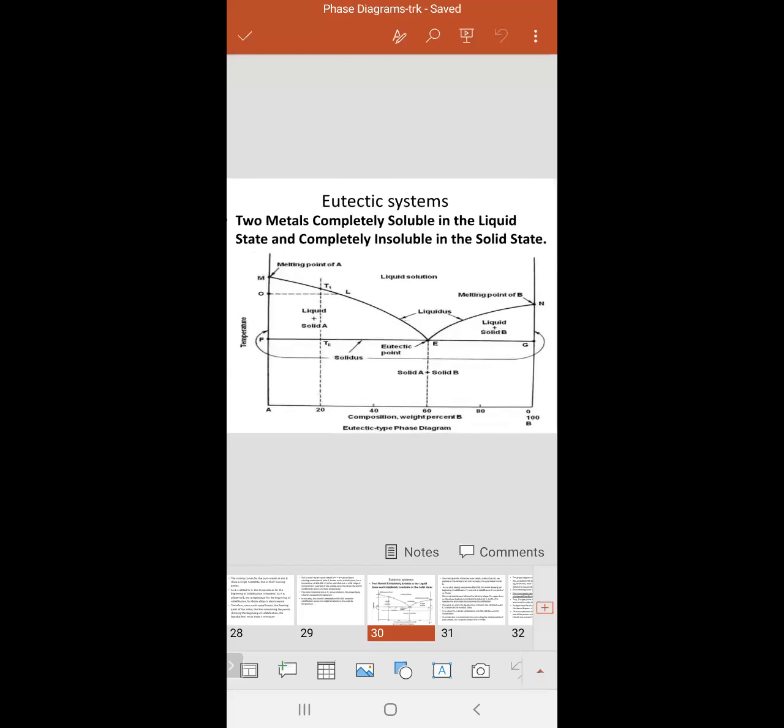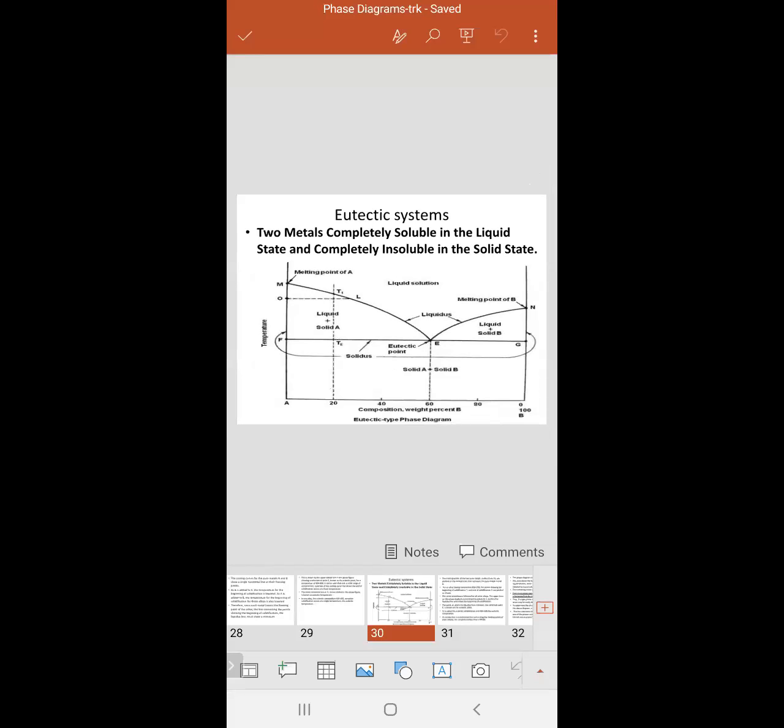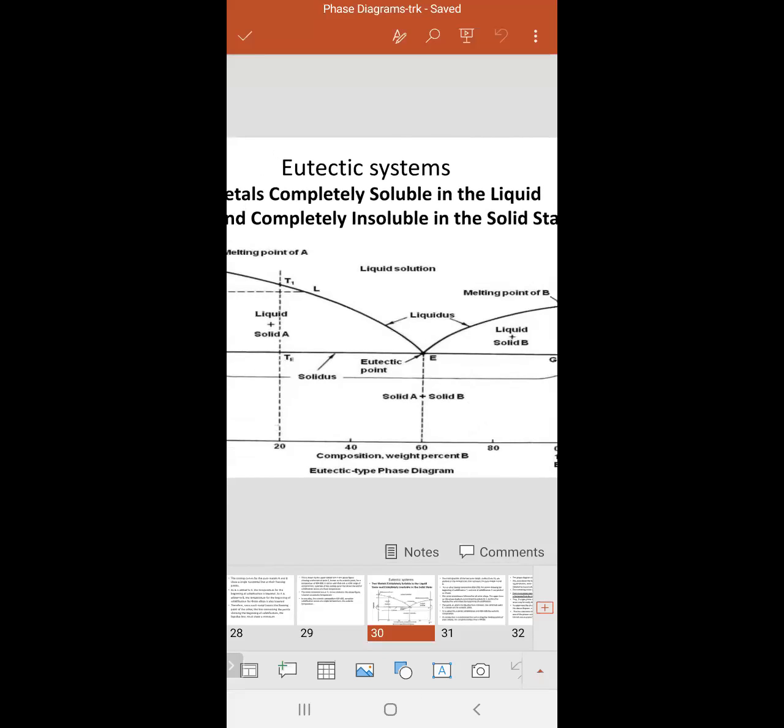The eutectic phase diagram can be drawn like this. Here is the eutectic phase diagram for two metals A and B. At M is the melting point of A. At N is the melting point of B. Above M and above N, the whole thing will be a liquid solution.